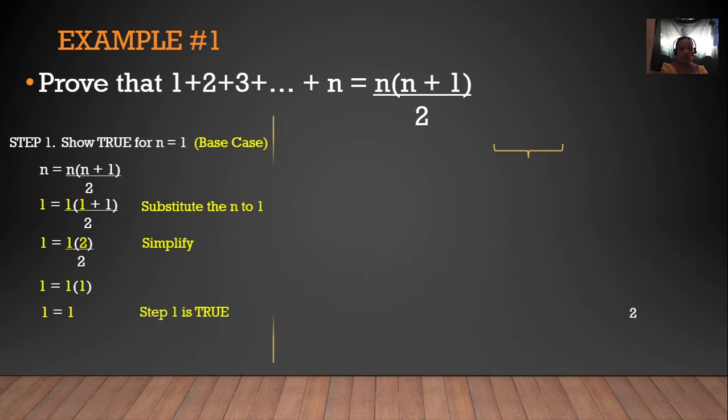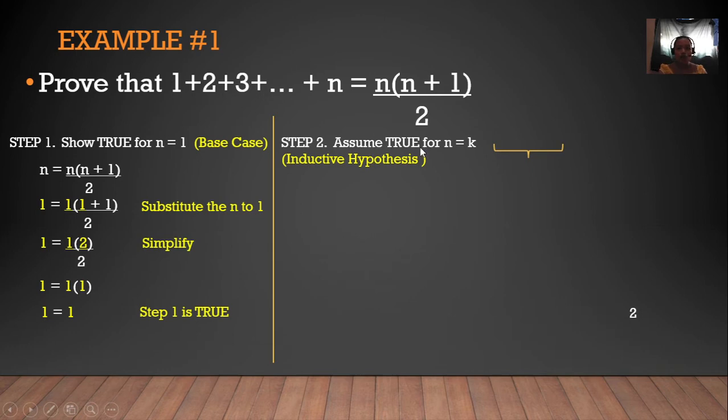Okay, so let's go for the second step. Assume true for n is equal to k. This is the inductive hypothesis. So we are going to substitute k to n. So here is the given. We are going to substitute n to k. All n's become k.